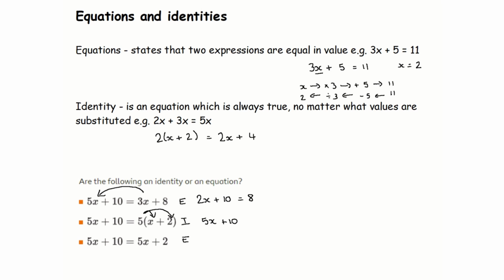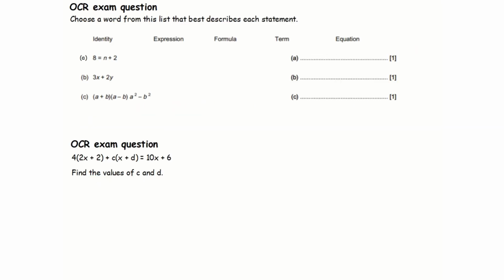So we're just going to have a look at some style of exam questions we might be asked to do. A typical exam question would be to tell you to choose from a list of words that best describes the statement. So up here we have an identity, an expression, a formula, a term and an equation. First of all, I'm going to have a look at the ones that I know. Remember, an equation is something that we can solve. So this first one here, I know that n, if it was equal to 6, would make both of these the same. So this one here is an equation.